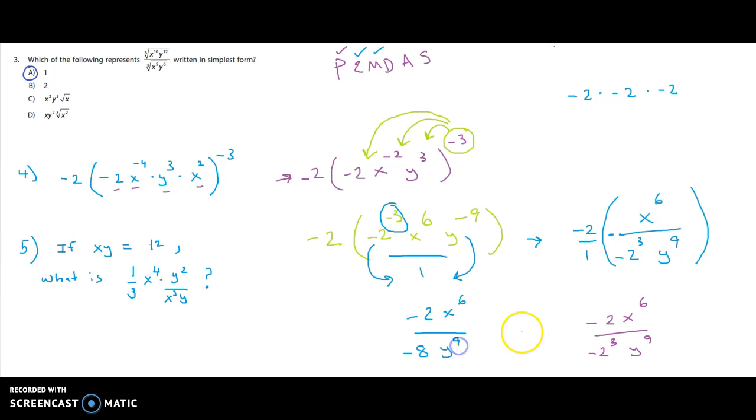And then finally, we can't do anything with the x and the y, but we can do something with this -2 and the -8. We can simplify those. We could divide the top and the bottom by -2, and that would get us to, well, -2 divided by -2 is just 1, so that leaves us just with x to the 6th on the top, and -8 divided by -2, the negatives would cancel, leaving us just with 4, and then we'd have y to the 9th. And that would be our answer.